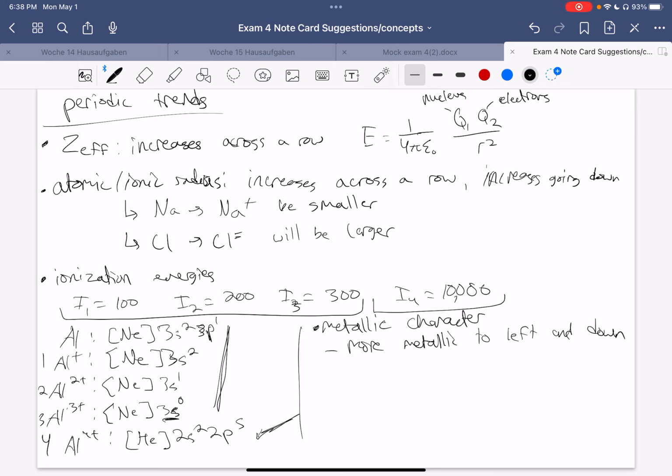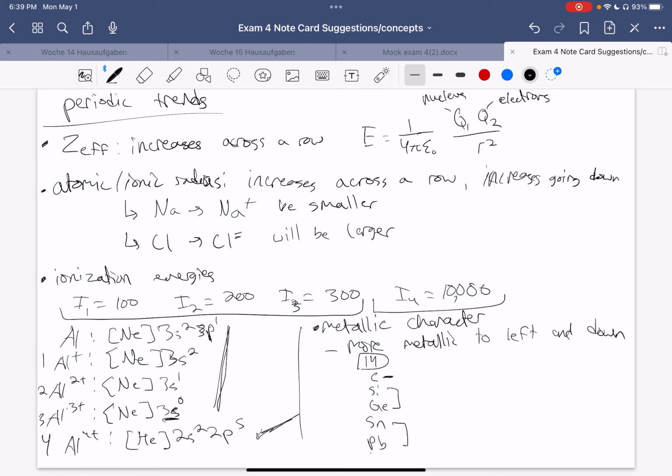Let's say we take column 14. We start with carbon, then silicon, then germanium, then tin, then lead. So we start with carbon here, a nonmetal, and then we get to silicon and germanium, those are metalloids, and then we get to tin and lead, and those are metals. You can do the same thing for pretty much any row. At least on that right side, you can see a clear trend.